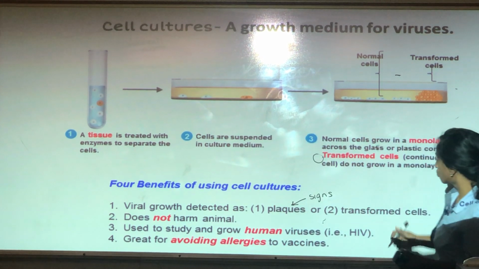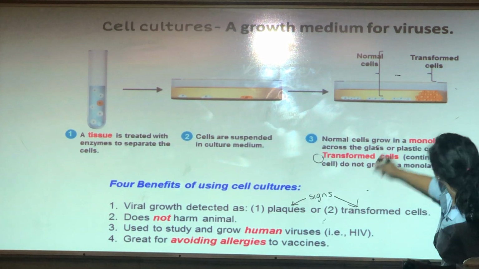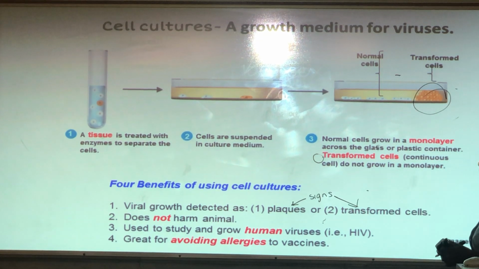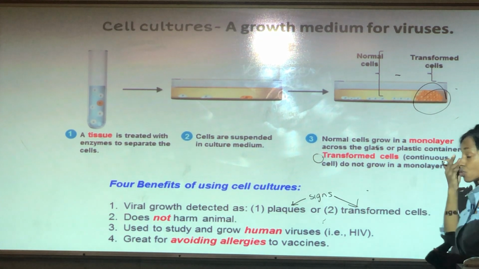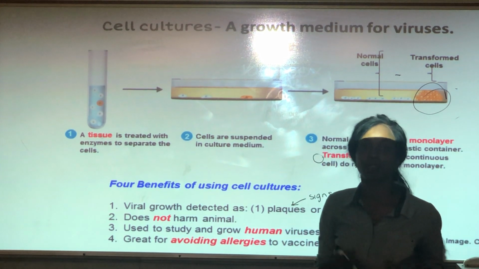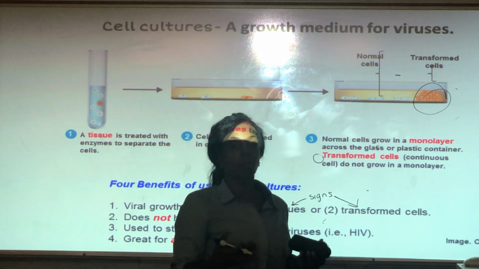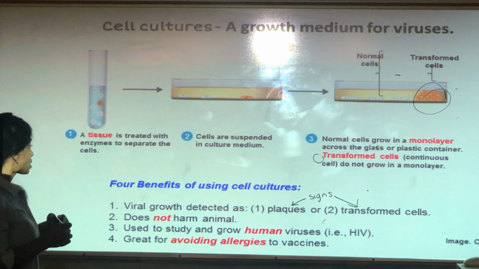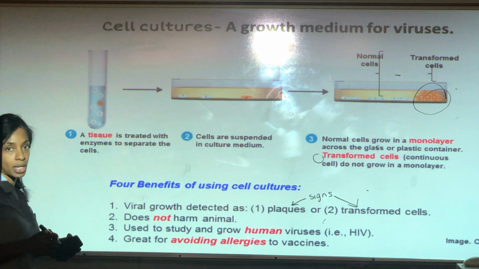All right, the other sign that we can see is a transformed cell, and I gave you guys that example up here where you have the abnormal growth, right? The cells do not grow as normal. So you look for those signs, and from there you can extract the viruses and study them, and look at them, right, in a laboratory. Using the cell culture, we do not harm animal cells, right? So we're not killing any animal cells.